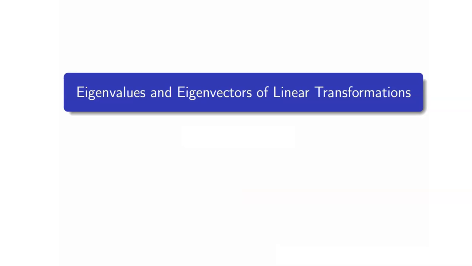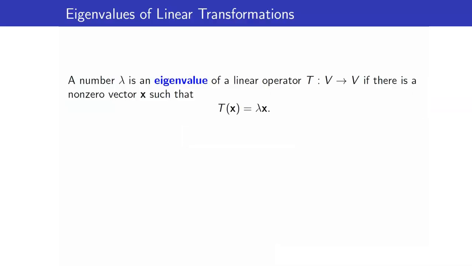In this lesson, I am going to discuss eigenvalues and eigenvectors of linear transformations. A number lambda is said to be an eigenvalue of a linear operator T if there is a non-zero vector x such that T of x is equal to lambda times x. Take note that we can only define eigenvalues for linear operators.